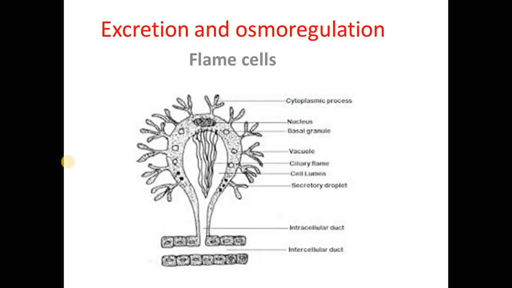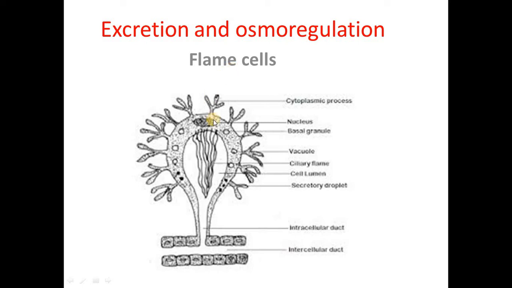If we discuss excretion and osmoregulation, the removal of waste products of metabolism like ammonia and other non-useful materials is called excretion, and the regulation of the amount of fluid, water in the body is called osmoregulation. For excretion, flame cells are present in the Platyhelminthes. This is the structure. Now we will discuss the flame cell. Flame cells are the specialized cells of Platyhelminthes which help in excretion as well as osmoregulation.